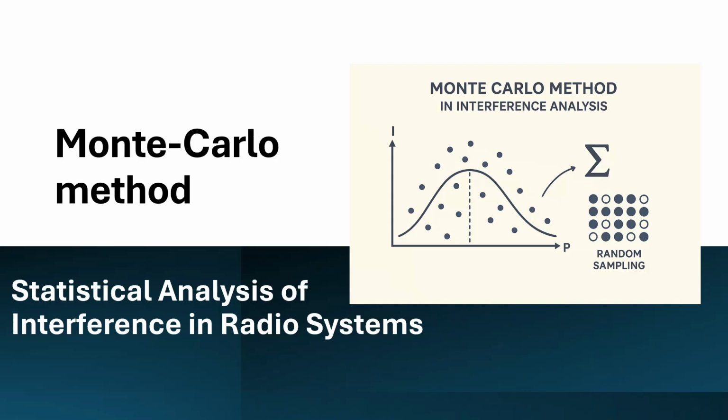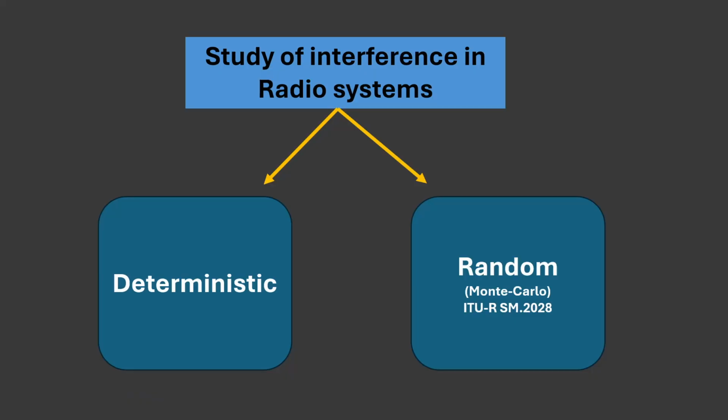In this video, I want to quickly go over the Monte-Carlo method for simulating radio frequency problems. The Monte-Carlo method is basically a statistical analysis of the radio systems as compared to a deterministic approach. So, for example, a study of interference in the radio systems could be done in two separate ways: a deterministic approach and a random approach, or Monte-Carlo approach.